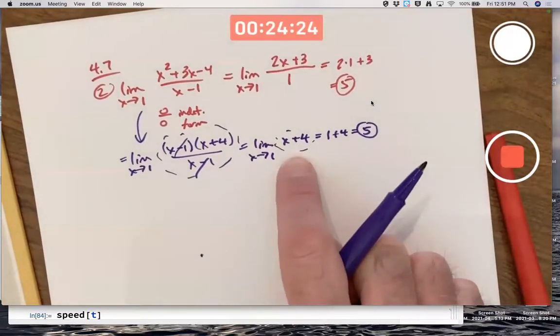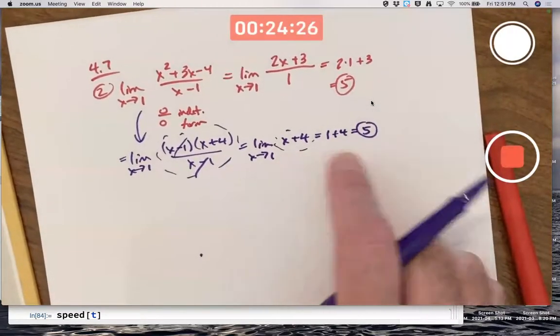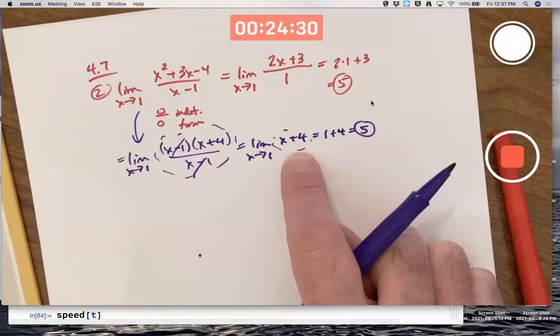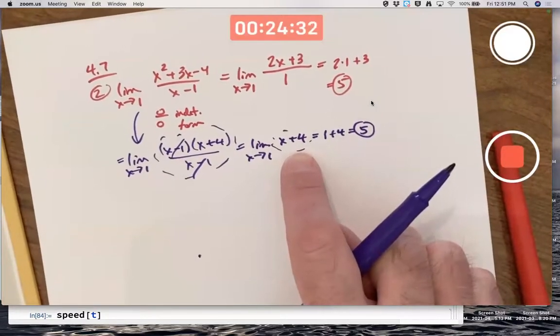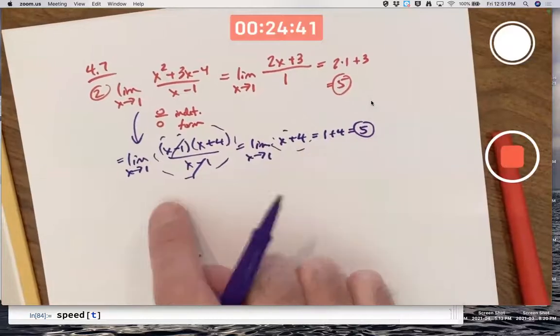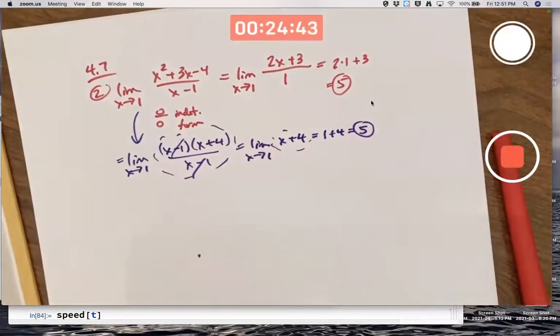This one, it's easy to see the limit is 5 because it's a nice continuous function. In fact, it's that straight line we were just looking at on the graph. It's a straight line with a slope of 1 and a vertical intercept of 4. This graph is the same line except with a hole in it, a point missing at the point (1, 5). But the limit still exists. The limit still equals 5.